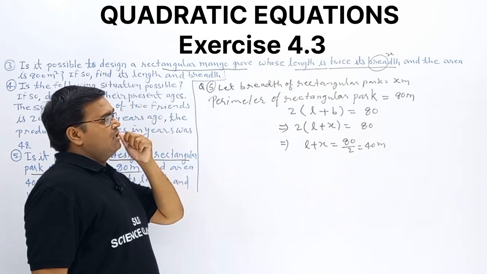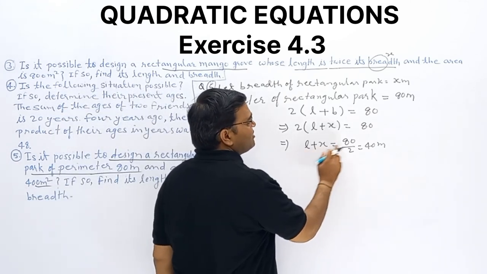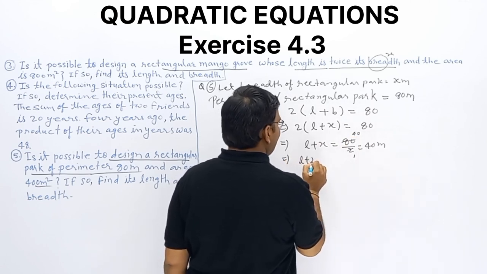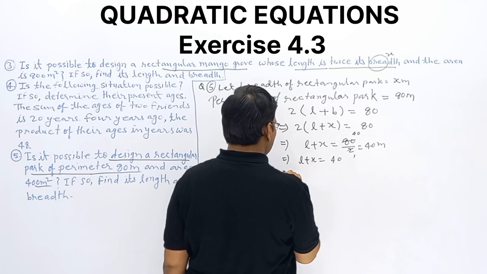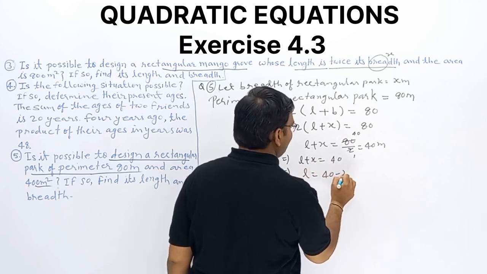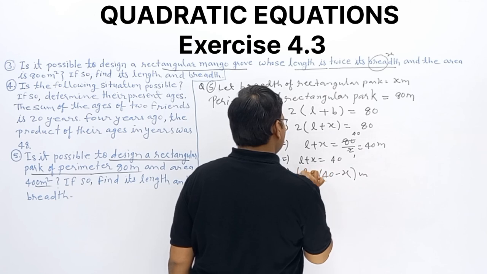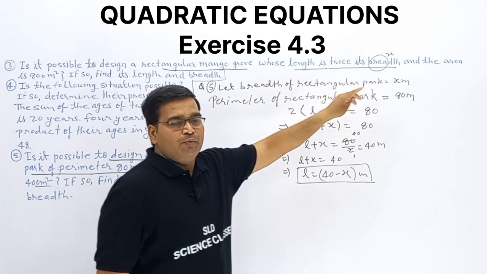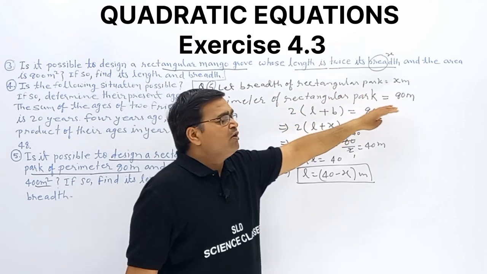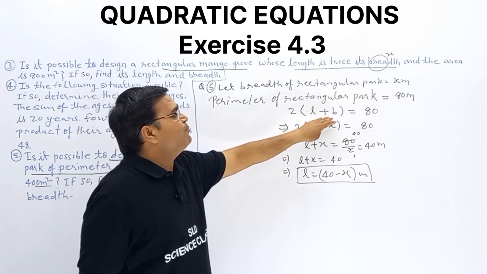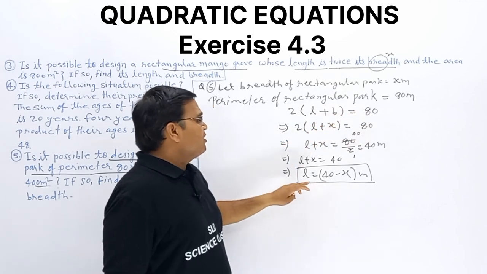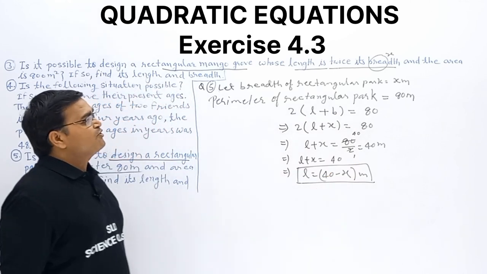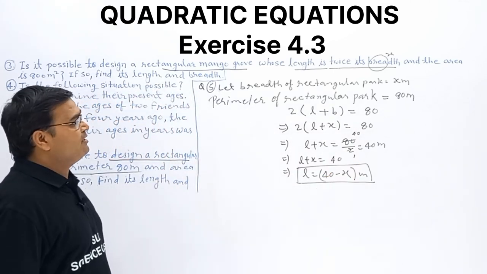Yes or no? So L plus x equal to 40 meter. So what we can say, L equal to 40 minus x meter. This is the length. We are assuming breadth equal to x. We are having perimeter equal to 80. From the formula 2 times (length plus b) equal to 80, the length in terms of x will be 40 minus x meter. Clear? So now we have both length and breadth.